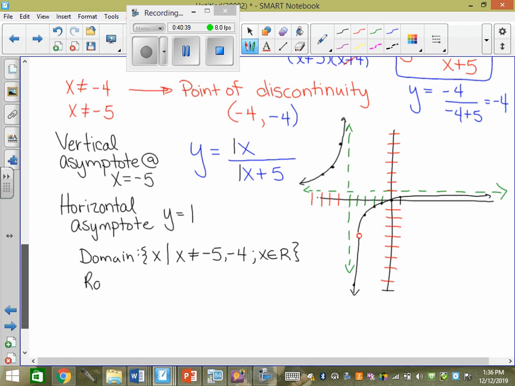And then the range is y such that y cannot equal -4 and 1. -4 is the point of discontinuity, y. Because the point of discontinuity also gives you a y that doesn't exist.